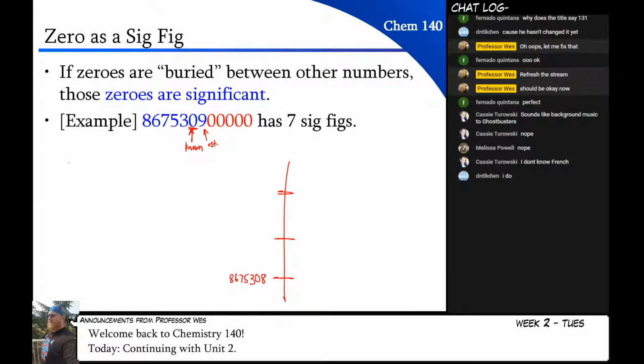Oops, I'm sorry, that's not right. Also, I ran out of space there, too. One, two, three, four, five, six. Like that.